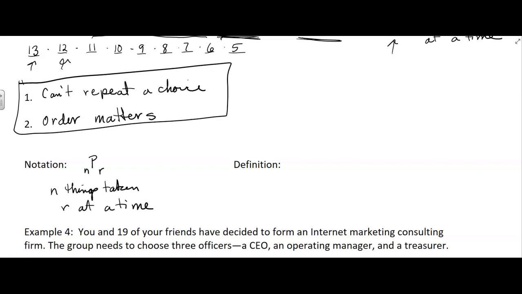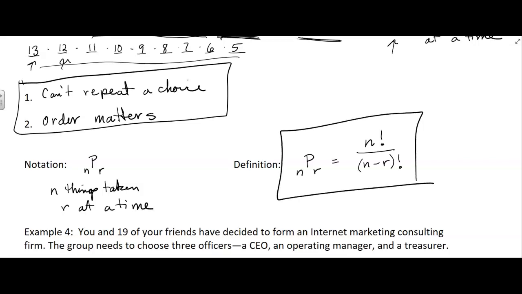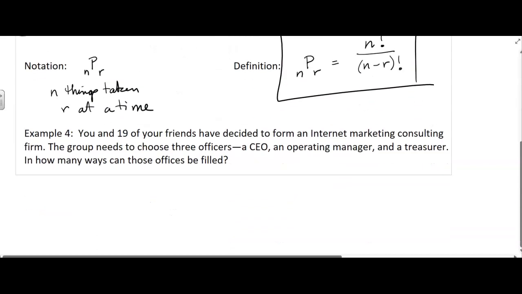Okay? All right, so there's a way to find that. The P of n things taken r at a time, the number of permutations, is n factorial over n minus r factorial. This kind of looks like a factorial thing, right? So that's the formula right there for a permutation. Okay? All right. So let's see if we have an example here.